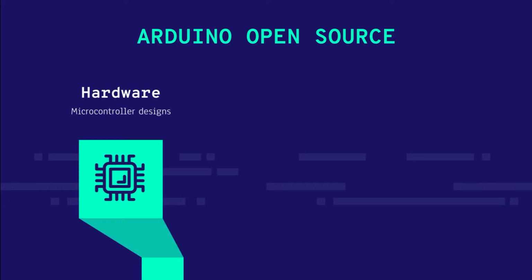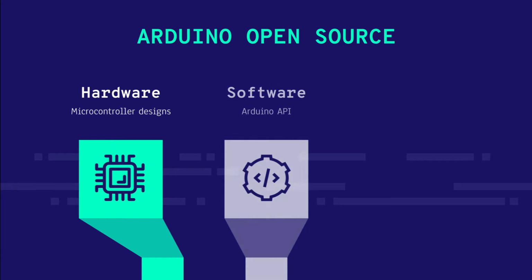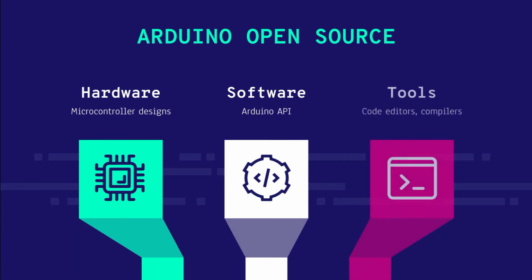The platform consists of three main parts. The first is hardware and covers the designs and specifications for the microcontrollers you have in the kit. The second is software, a standard language and set of commands for programming the hardware. And finally tools that let you write and compile code that the hardware can run.